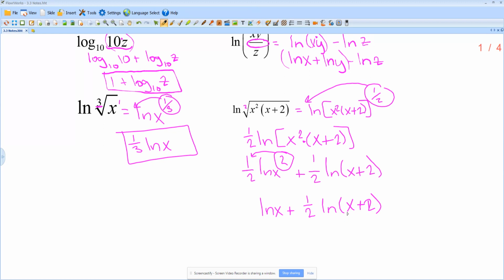is people try to split this using multiplication, or they try and rewrite it using multiplication. The property says nothing about addition inside the logarithm. It says something about the addition between logarithms, like the addition here between two logarithms is allowed to be written as multiplication. But addition within a logarithm cannot be split apart. So just natural log x plus 1/2 the natural log of x plus 2. All right, so that's expanding.